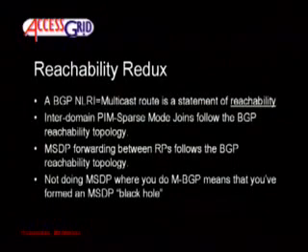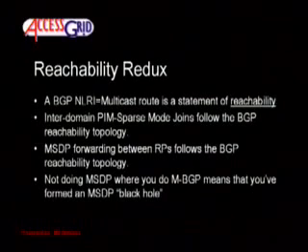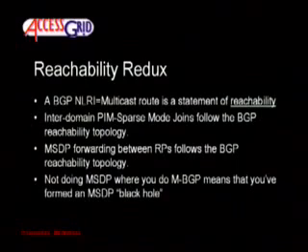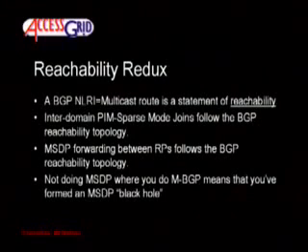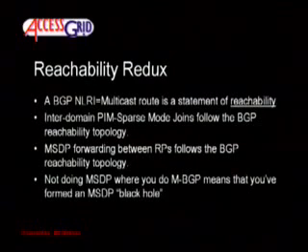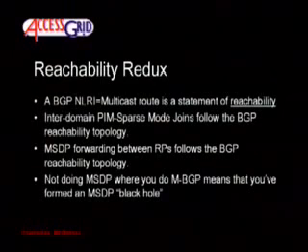A BGP NLRI multicast route is a statement of reachability. In this case, reachability means the ability to get traffic from a given source. Interdomain PIM sparse mode joins follow that reachability. The traffic coming back is the inverse of that topology. Reachability is a directed graph, you could think of it that way, and the traffic follows the reverse of each edge of that directed graph. Again, MSDP forwarding between rendezvous points follows a BGP reachability topology. That's rule number one in the MSDP draft pretty much: if you've got the next hop and it's that direction, that's where you accept things from.